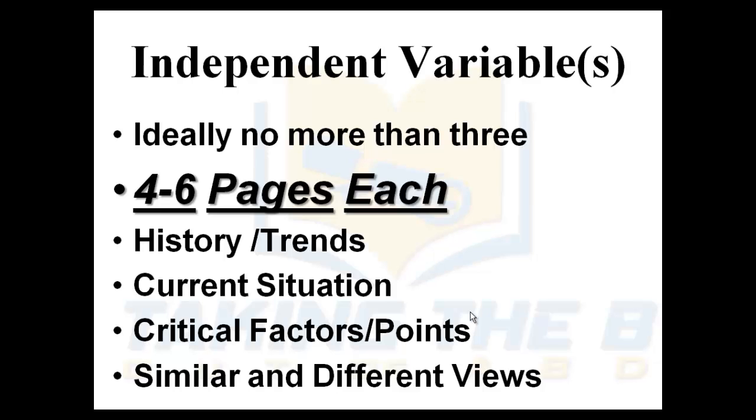Try to keep a balance in your work. This will be easily seen by the reader if it's not balanced later. So again, about 4 to 6 pages of each, and the same kinds of information you had on the dependent variable, except you do not have to go as in-depth for the history and the trending information.